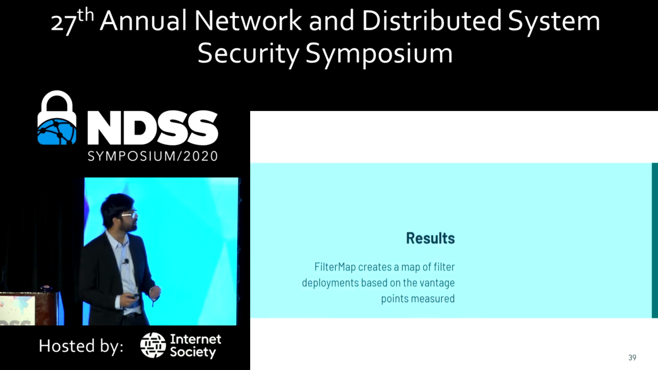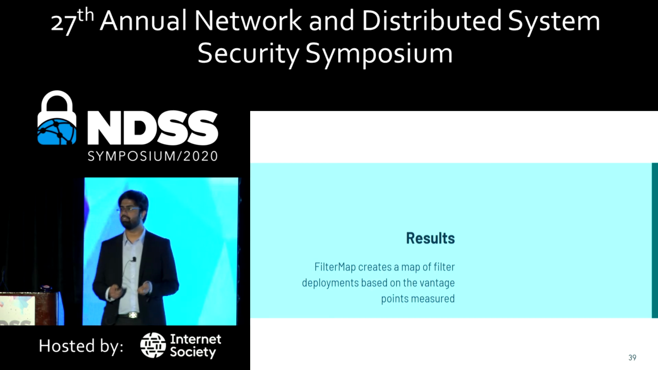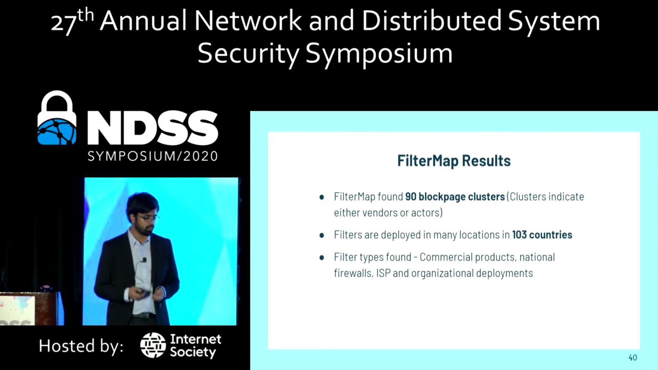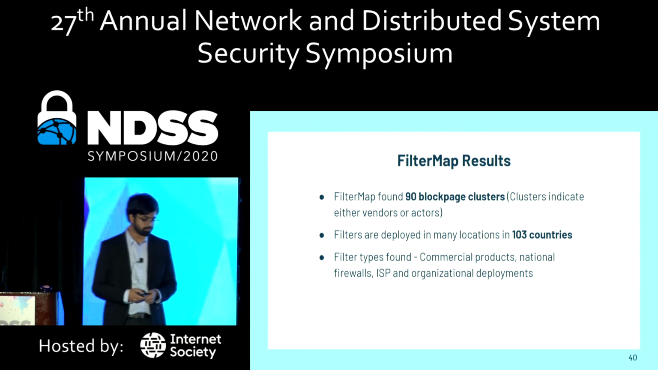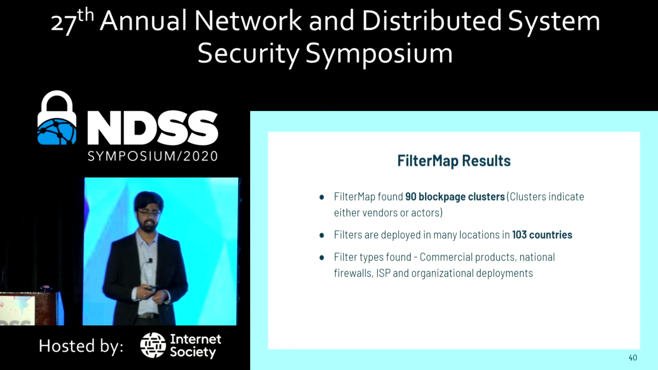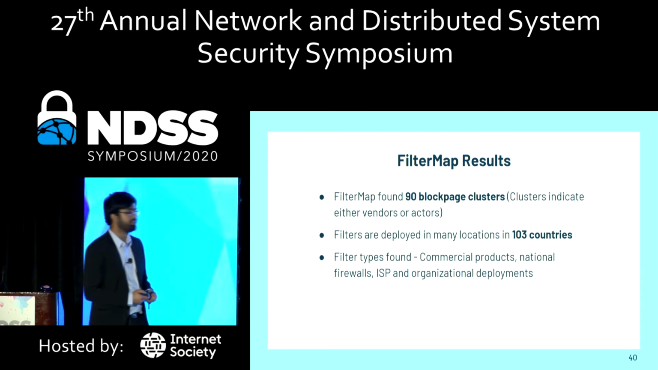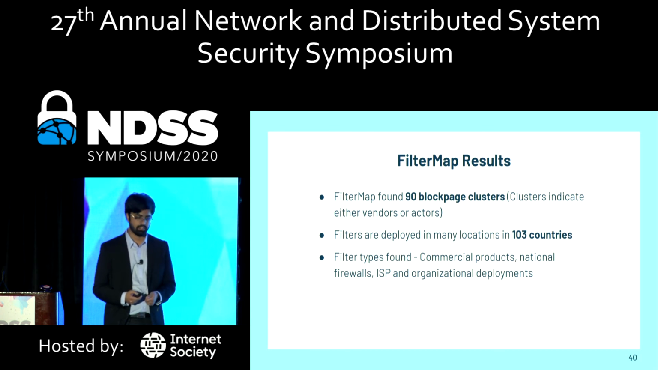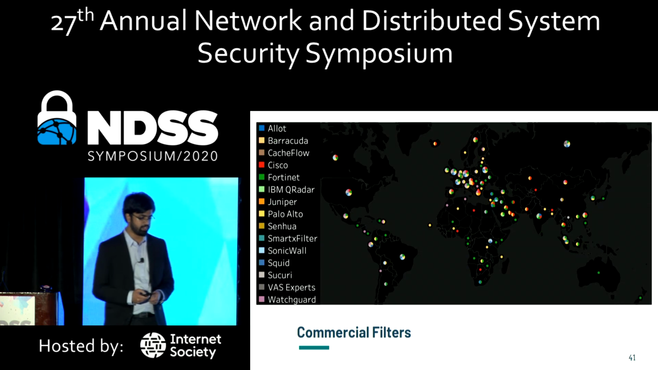With our 2 smaller objectives resolved, we are now able to achieve our goal of a global view of filter deployment. Overall, FilterMap found 90 block page clusters, where the clusters indicate the vendor that manufactured the product or the actor that has deployed the product. These filters are deployed in many locations in 103 countries and included commercial products, national firewalls, and filtering deployments in ISPs and organizations.